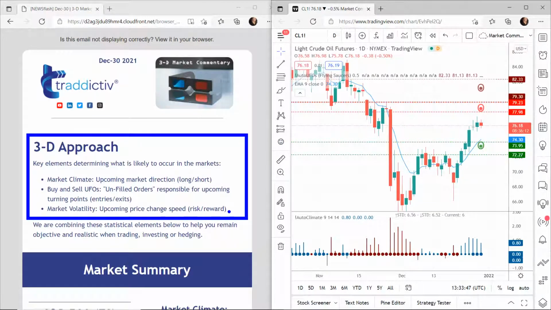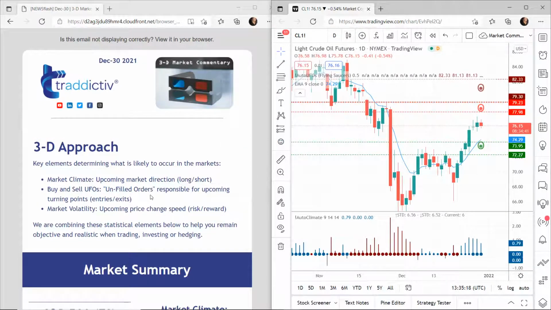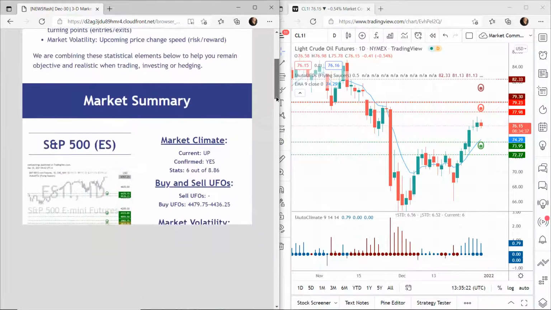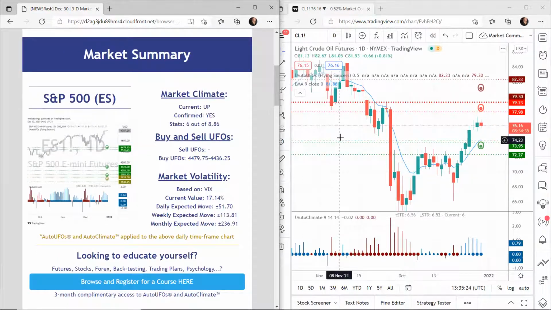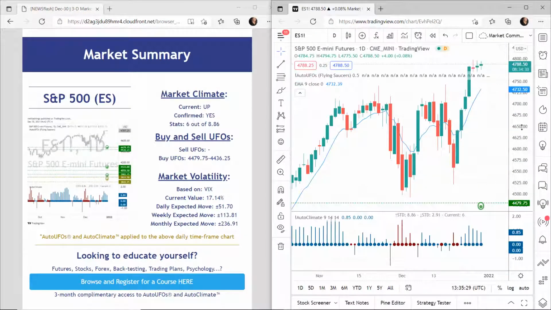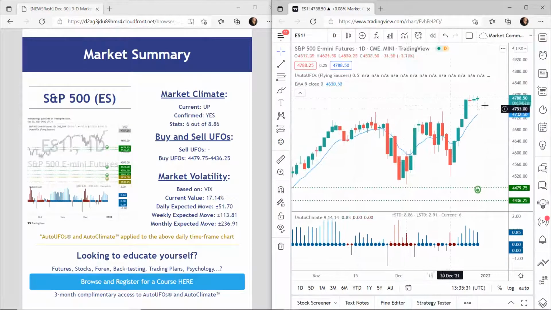And the last thing is market volatility. How quickly we expect markets to move. So we'll look at each of these elements per market, starting with the S&P 500, which is the top 500 US stocks. Now each of these markets we're looking at are on daily charts. So of course different things happen on different time frames. We are looking at a daily chart.